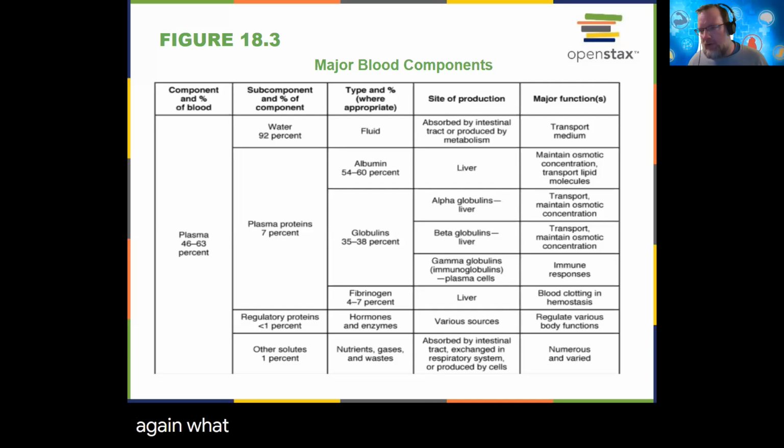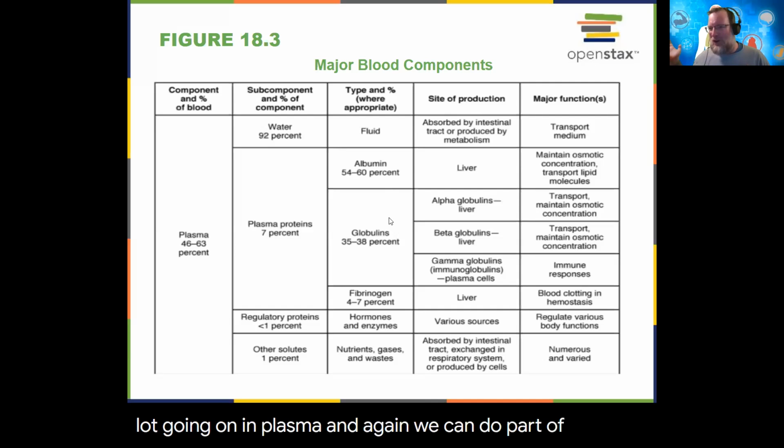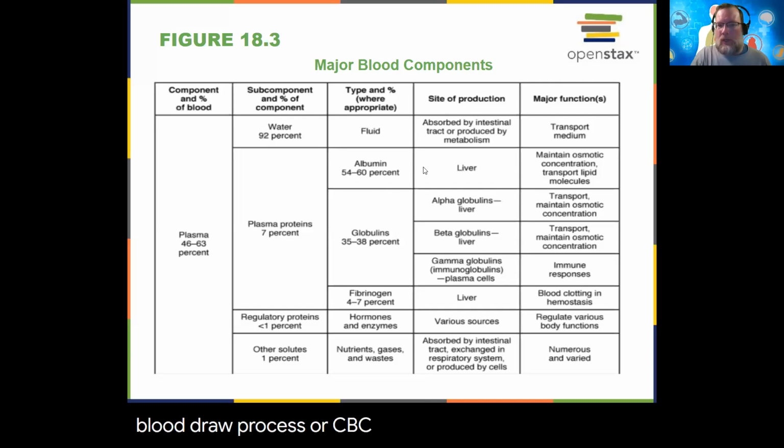And again, what is that everything else? Plasma proteins primarily, with a little bit of hormone, a little bit of enzyme, a little bit of nutrients, and a little bit of waste. Okay, so there's a lot going on in plasma. And again, as part of the blood draw process, or CBC, we could analyze a percentage of albumin.